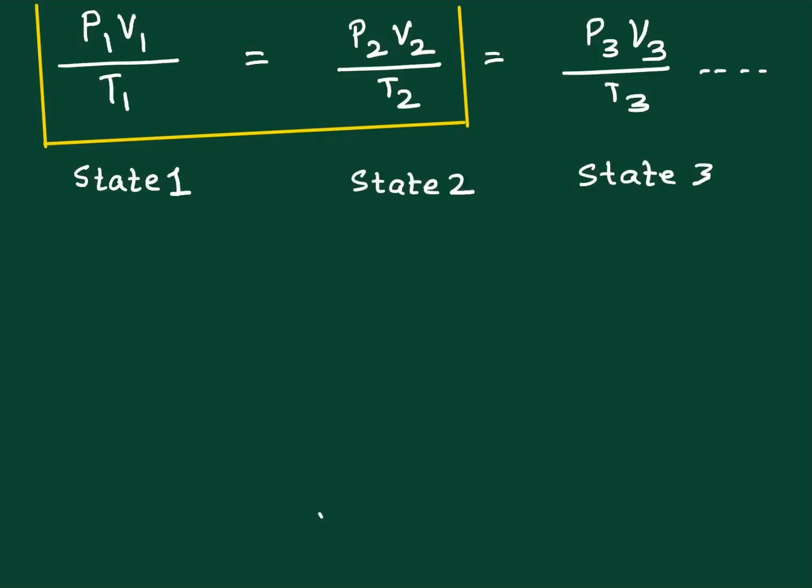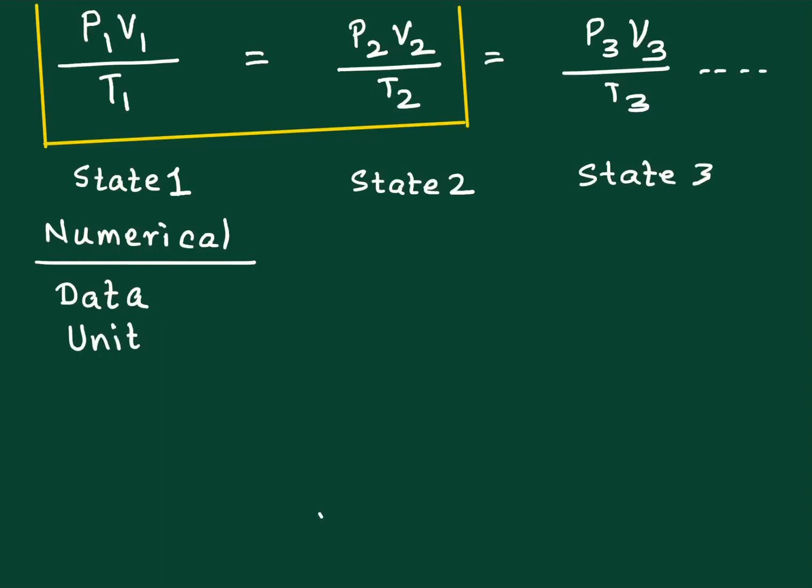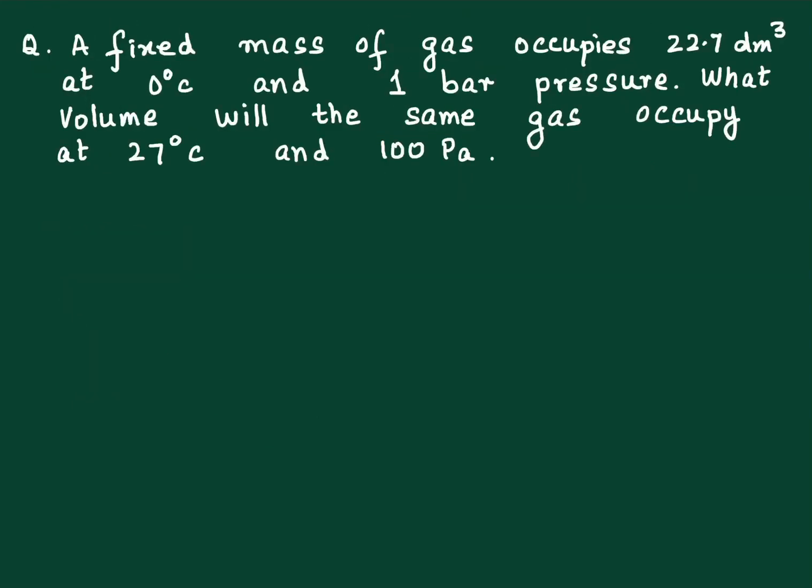So are you ready to practice a few questions based on this? Do you remember the steps for doing a numerical? Yes. So we have the data. We check the units. We apply the formula, substitute the values, and we get the answer. Make sure that you write the units for the particular calculation you have done. Okay, I've listed a question for you over here. Give it a try yourself.